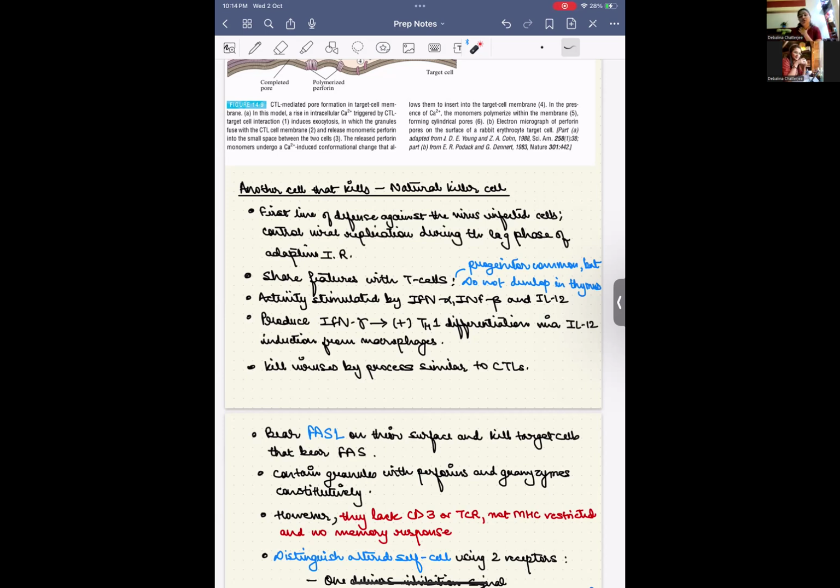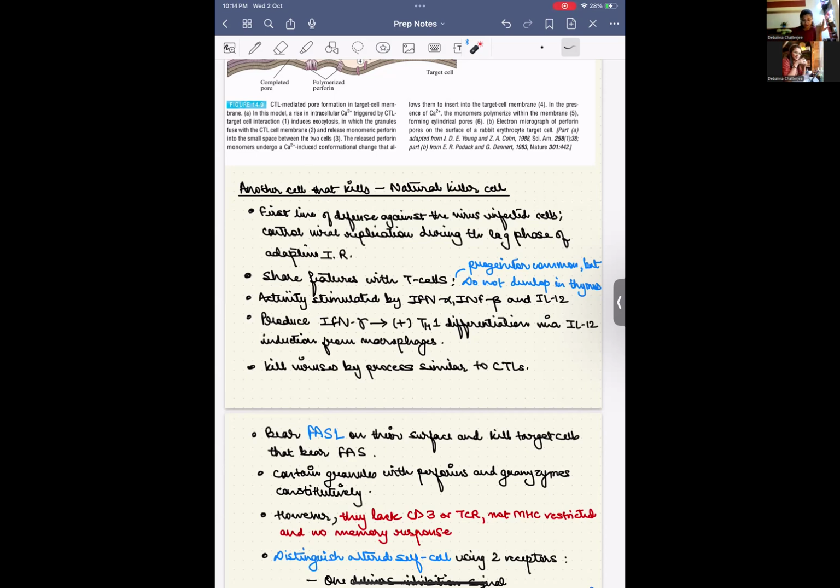And it was also noted experimentally that the killing mechanism is very similar to the killing mechanism of the T cells. So there are some similar features of natural killer cells with the T cells, and there are some features which are distinct between the two classes.